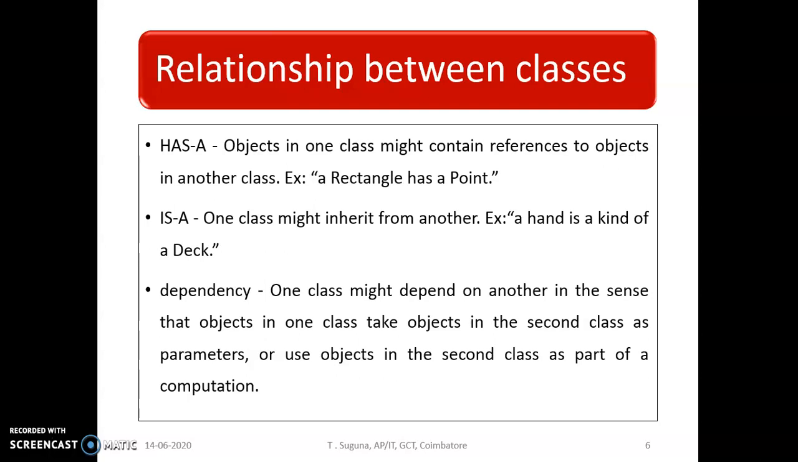In the has-a relationship, objects in one class might contain a reference to objects in another class. For example, a rectangle has a point. This is an example of a has-a relationship. Next is the is-a relationship, where one class might inherit from another. For example, a hand is a kind of deck.